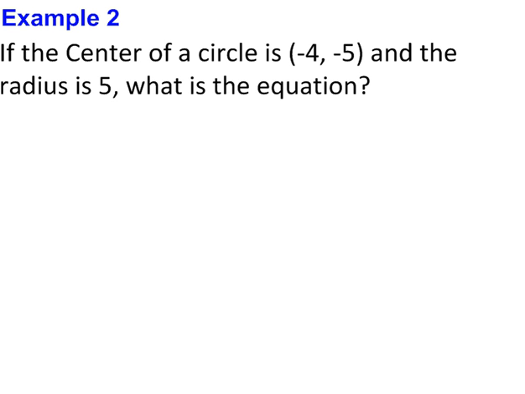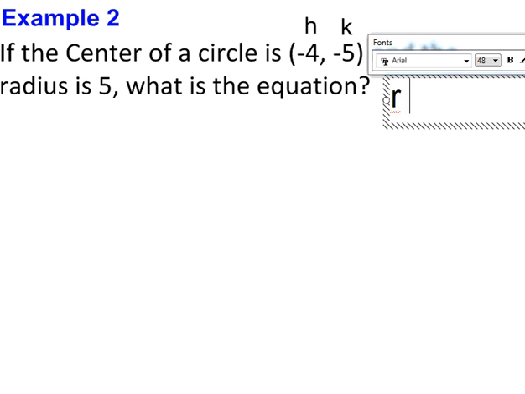If the center of a circle is -4, 5, and the radius is 5, what is the equation? So let's begin by identifying the center. So the center is h and k. That's our center. And we know what our radius is. Our radius is 5, so we know that r equals 5.